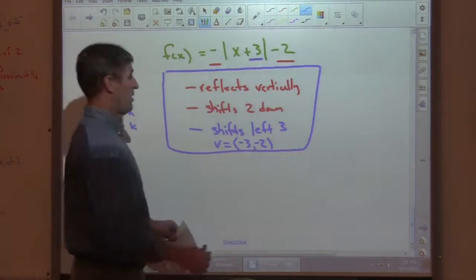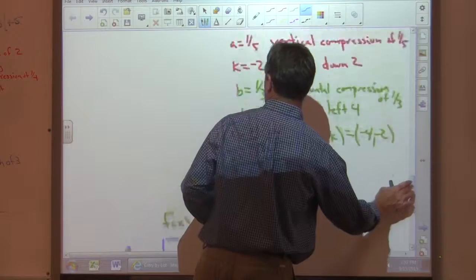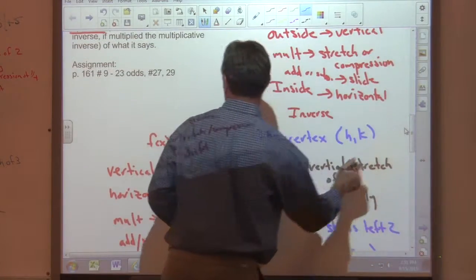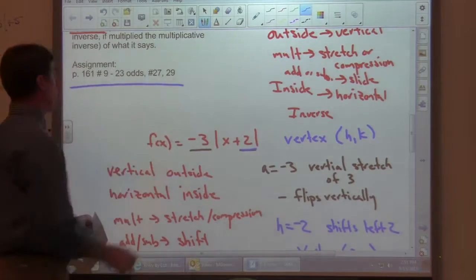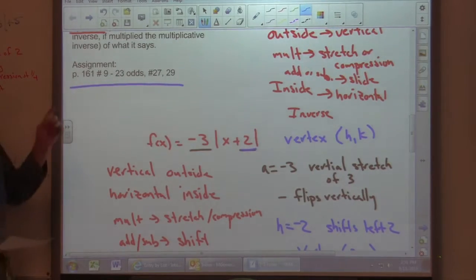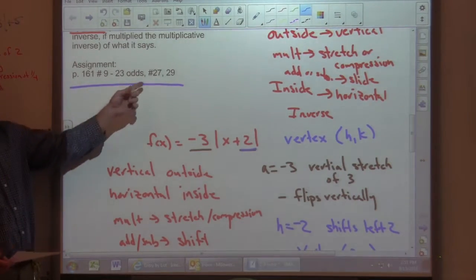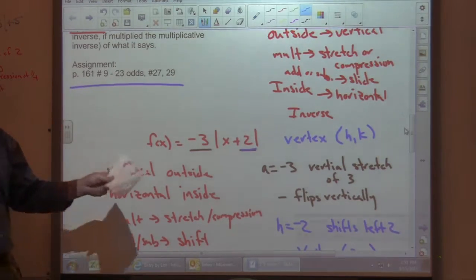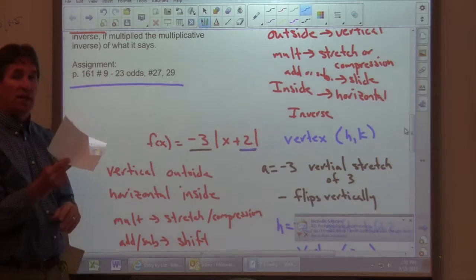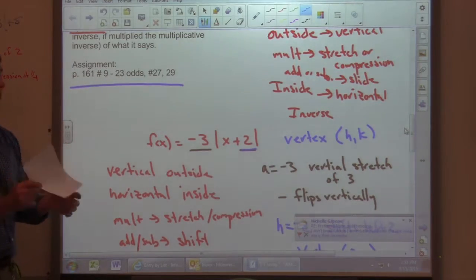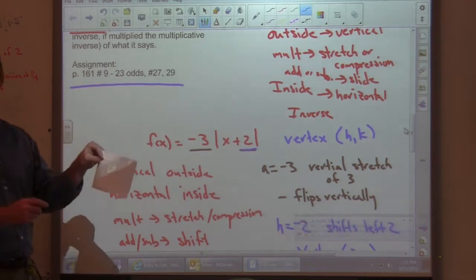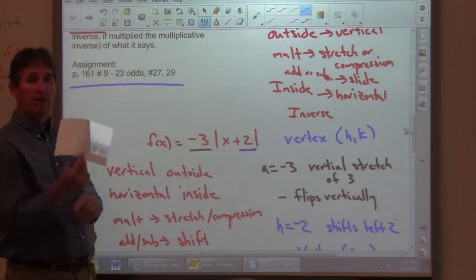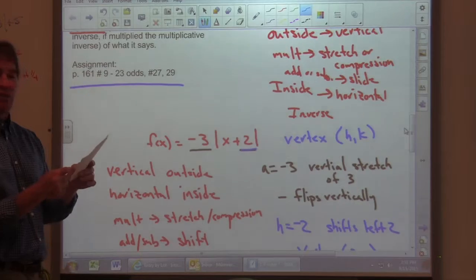So hopefully this has helped. Your assignment is page 161, numbers 9 to 23, the odds, and then number 27 and 29. Make sure if you weren't in class that you get one of these. You fill out the information, put the examples on there. You're going to staple this to your assignment when you turn it in. And then at the bottom it asks you to write your level of understanding.